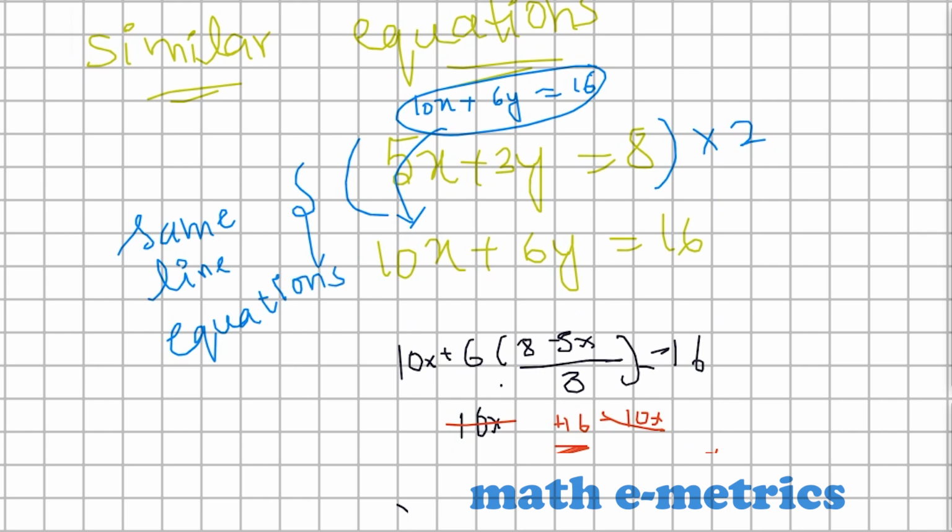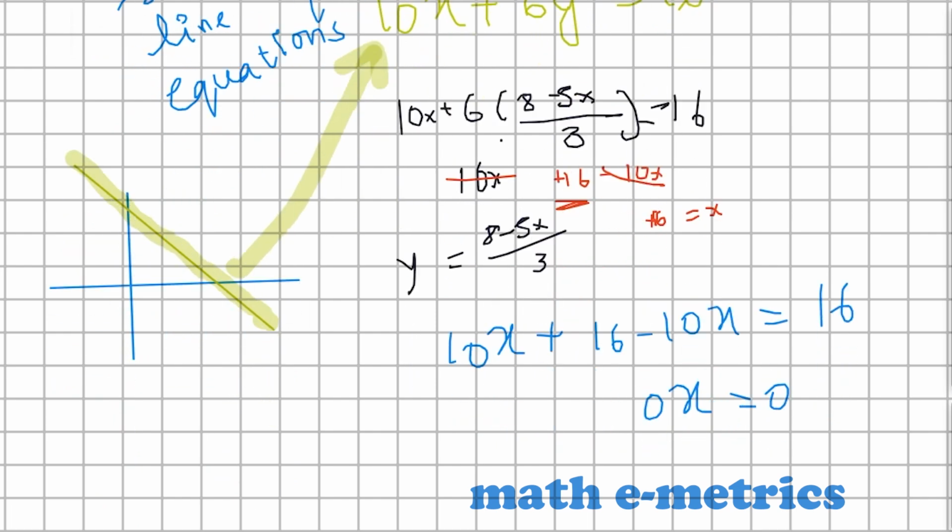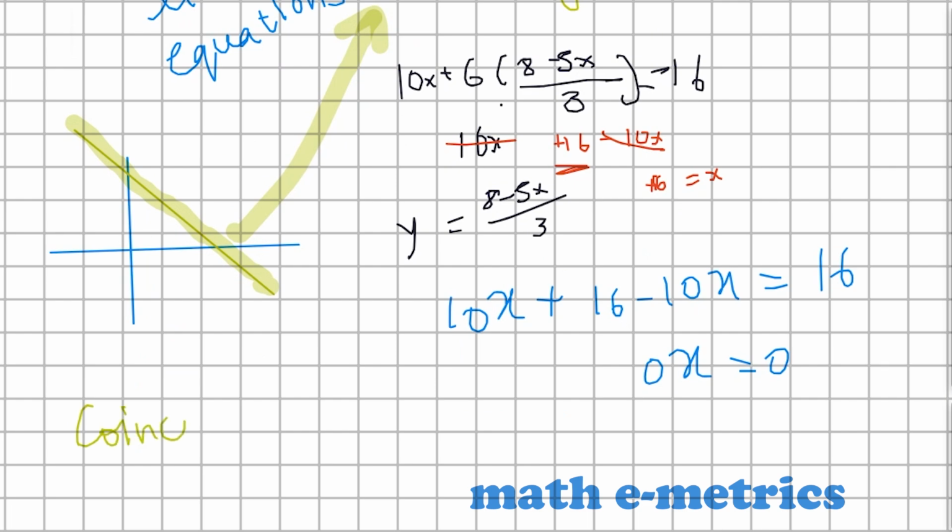If you draw in the graph, let's say you get a line like this. The first line will be like this. The second line will also be on top of that, in the same place. This is the second line, like that. So these types of lines are coinciding lines.